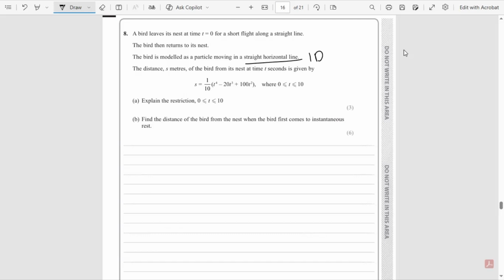The distance s meters of the bird from its nest at time t seconds, so in other words, this s is kind of like the displacement from the nest, is given by s equals 1 over 10 multiplied by t to the power 4, subtract 20t cubed plus 100t squared, where t is between 0 and 10. So part A to the question says, explain the restriction t is between 0 and 10.